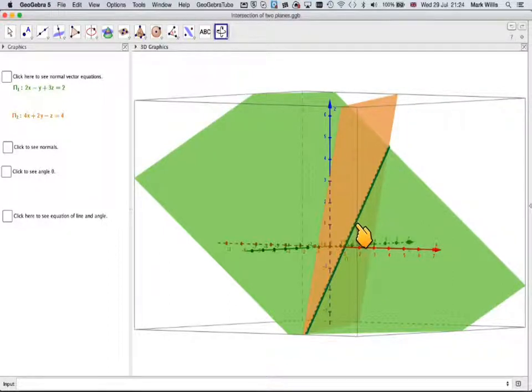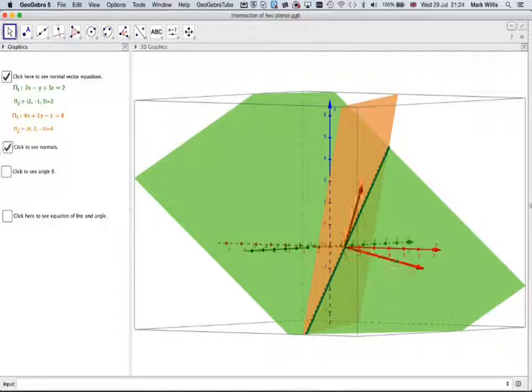a line, this line here, from here to here. What we should do is write them in their normal vector form, and if you do that you can see where their normals are. Have a closer look at this: the angle between the planes is the same as the angle between the two normals. This is because the two normals are perpendicular to each of their planes.